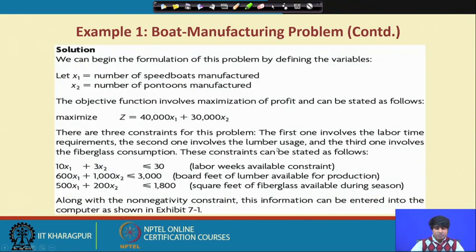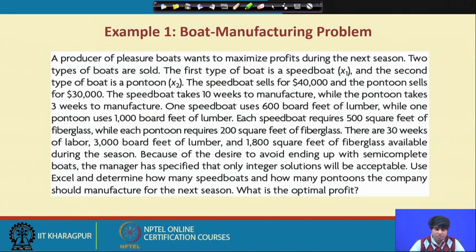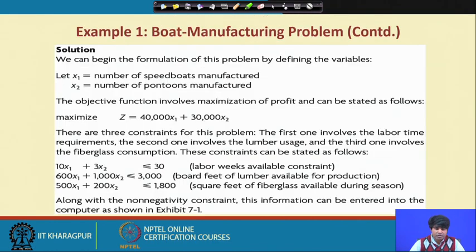So the first requirement is to transform the problem into a model, and this is the model. x 1 and x 2 will be the decision variables, and the objective function will be 40,000 x 1 plus 30,000 x 2.